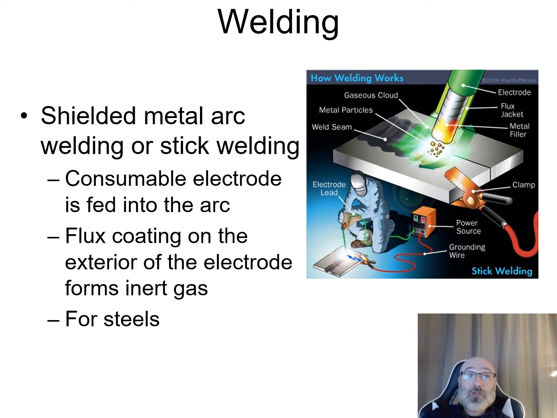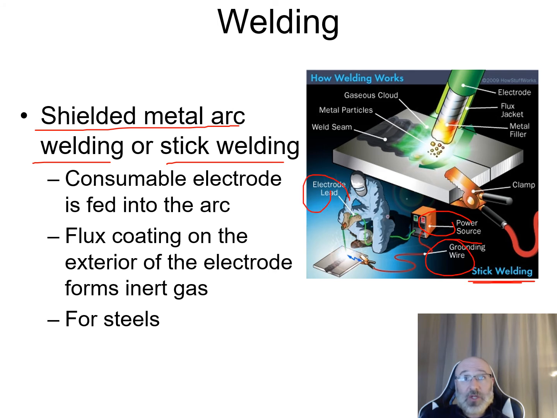Let's take a little bit closer look at that first type of welding, our shielded metal arc welding, or our stick welding. We have our diagram over here that shows how this is done. We have our power source, our grounding wire, and our electrode lead. We can zoom in up here and see where the grounding wire clamps into our base right there. There's our electrode, our flux jacket, our metal filler. We can see that gaseous cloud and our metal particles.